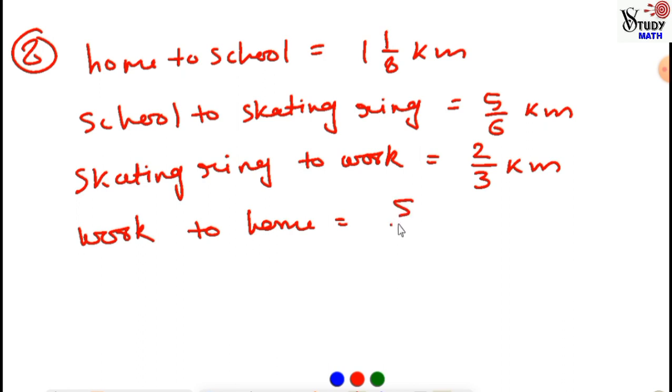We have to find how many kilometers Rohit traveled. So we have to find the total distance. You can read the question in your book. So these are the distances. First he goes from home to school and travels this distance.